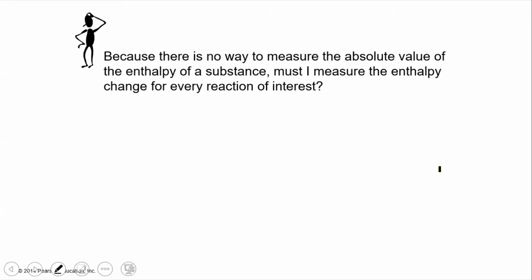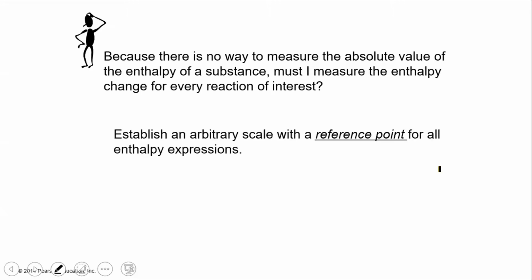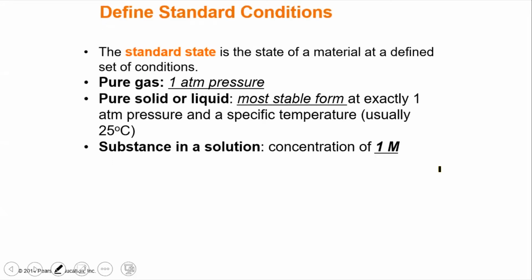All right. Now, before we do that, there's a few things we need to do. We need to set some parameters. For example, we need to make sure that everything has a reference point for all these enthalpy expressions. So first of all, we're going to set up a reference point, and we're going to call this the standard conditions. Be careful not to confuse this with STP, standard temperature and pressure for gases. This is a different thing.